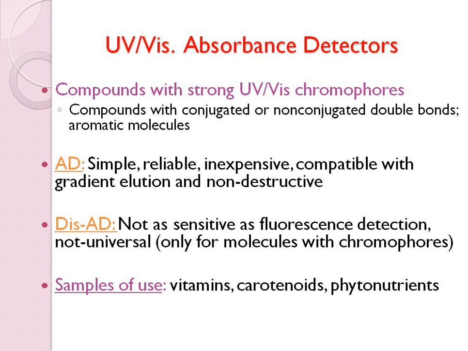Then what type of compounds can we analyze? For example, vitamins, carotenoids, phytonutrients, etc. Those compounds are unsaturated. We are able to detect them by using UV visible detectors.